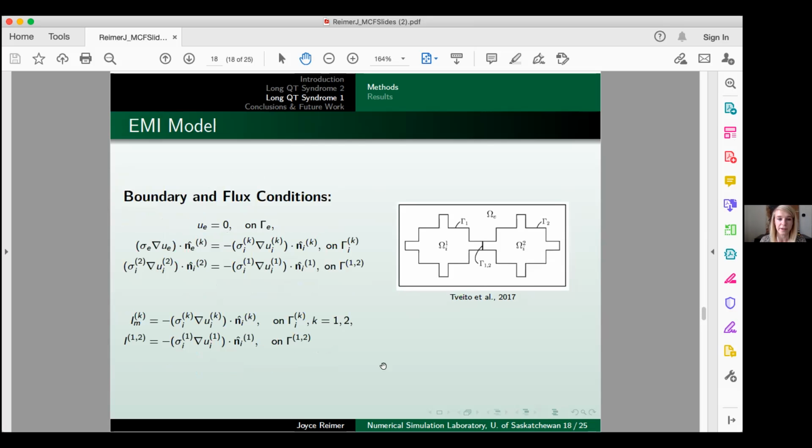And these are the boundary and flux conditions. NE is the unit outward normal on omega E, and NI is the unit outward normal pointing out from omega I. So we have 0 flux on the external boundary, but there is continuity of flux across the membranes.